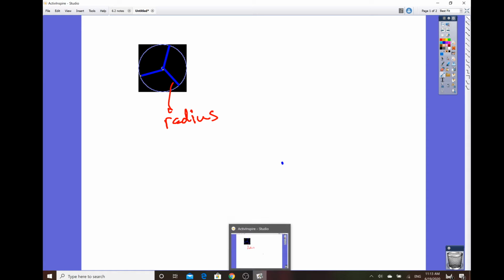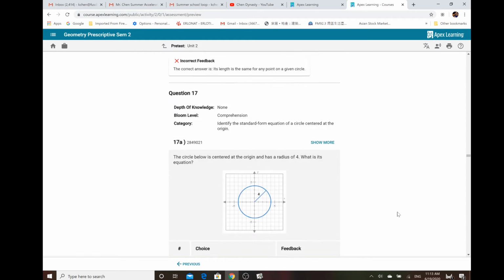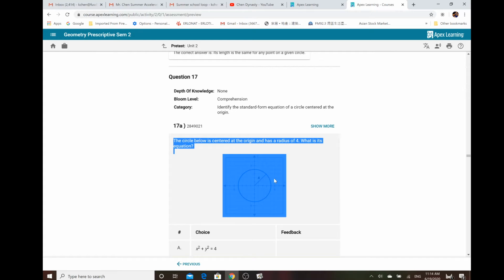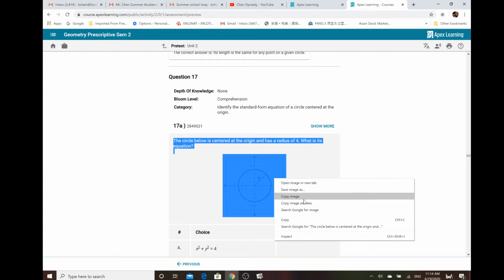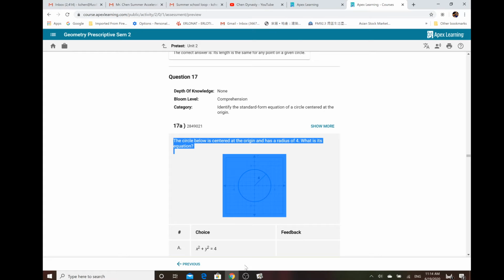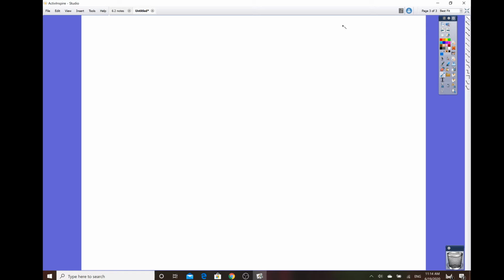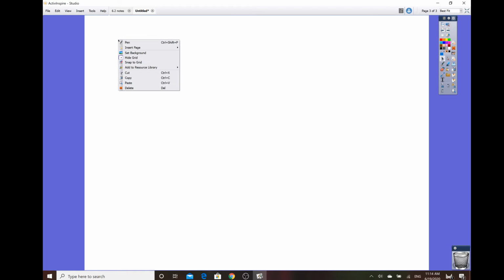Now let's see what else we've got for the rest of this. Question number 17: the circle below is centered at the origin and has a radius of 4. What is the equation? Let me copy and paste this one onto the new slide. Now here's the diagram, and we need to set up the equation of the circle.